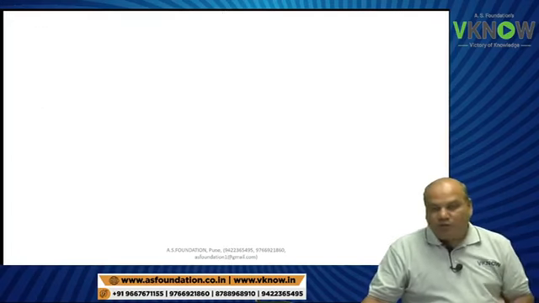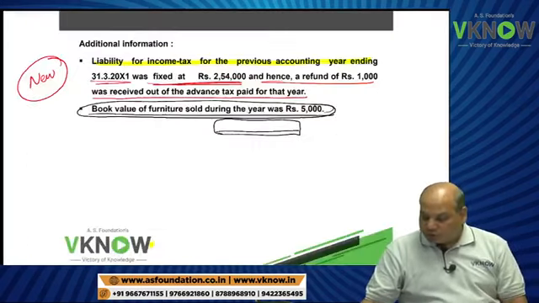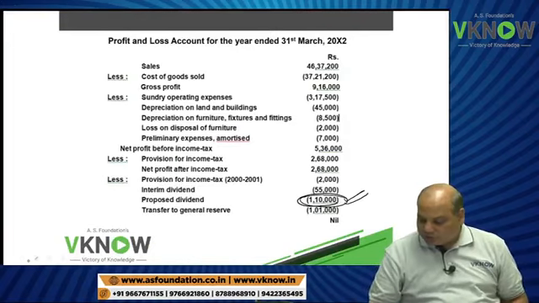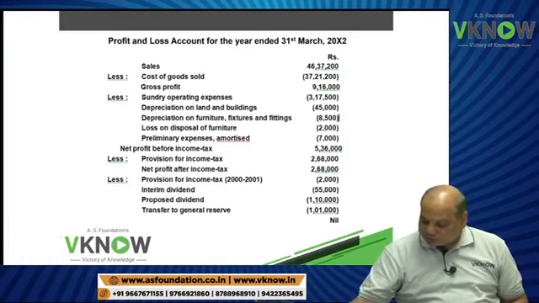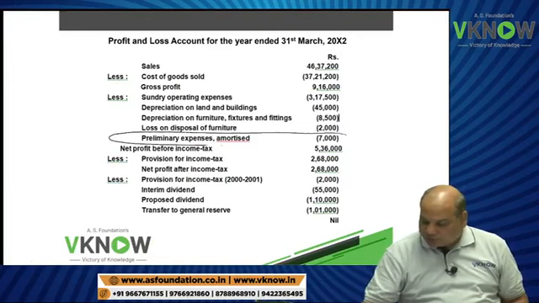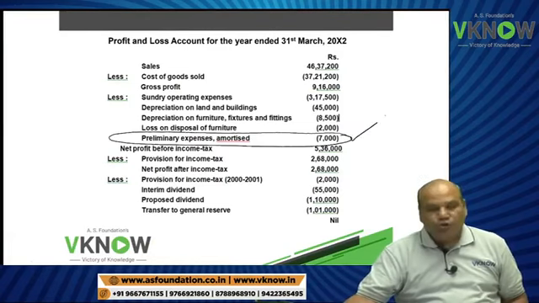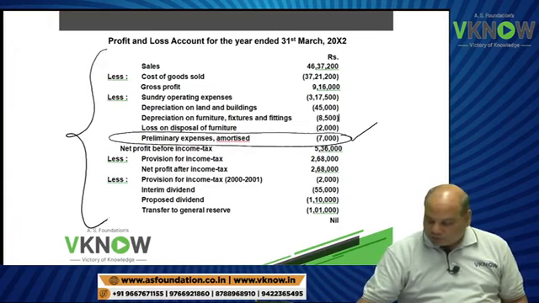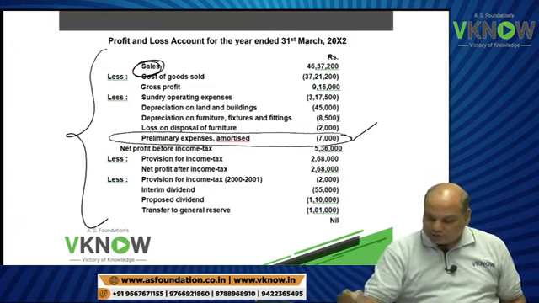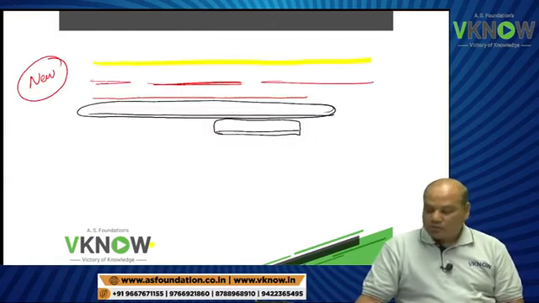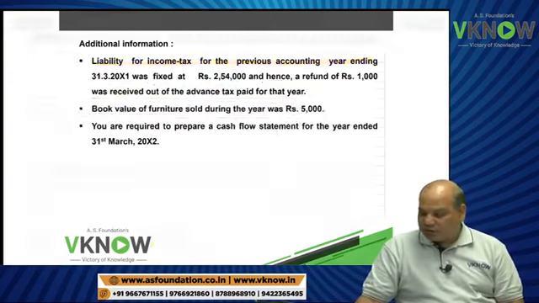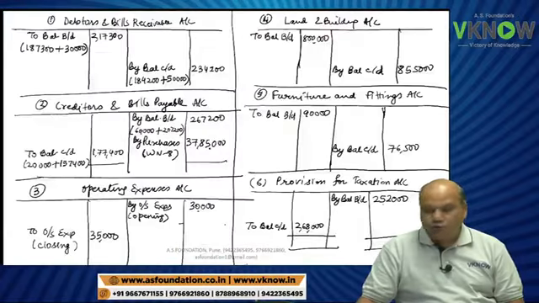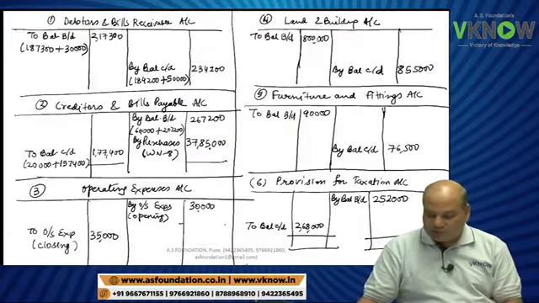And what about preliminary expenses? If you see preliminary expenses on the screen, in the P&L account, 7,000 has been written off. No cash flow is involved, so it won't come in the cash flow statement. Now we'll complete the P&L account. Sales. Assume all sales are credit sales. If nothing is given, assume all sales are credit sales.